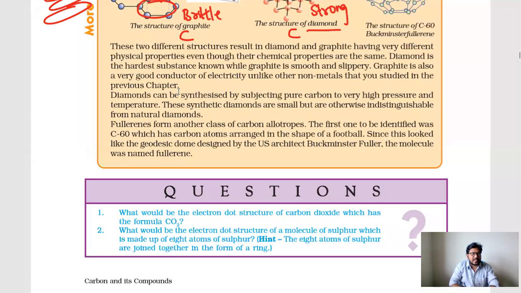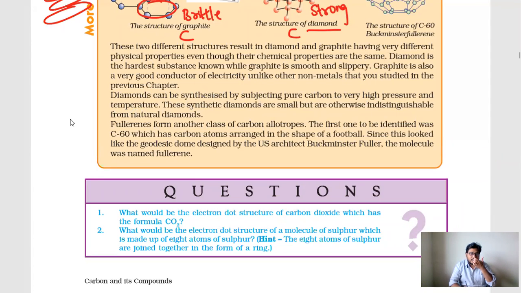Metals and non-metals we have studied. Most non-metals are not good conductors of electricity, but graphite is a non-metal which is a good conductor of electricity. Diamond can be synthesized by subjecting pure carbon to very high pressure and temperature.